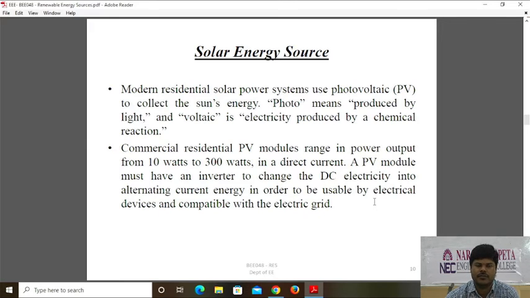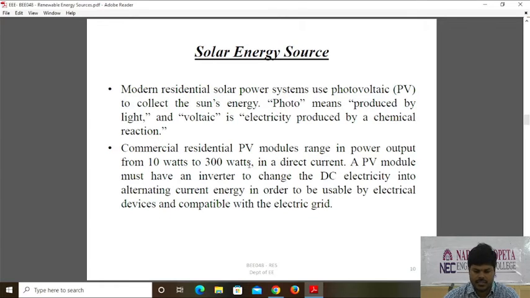As I told you, we can generate the power by using solar where sun is available. If sun is not available, we cannot generate the power. It is not 24 by 7 power generation. See, most residential solar power systems use photovoltaic to collect the sun's energy. Commercial residential PV modules range in power output from 10 watts to 300 watts.